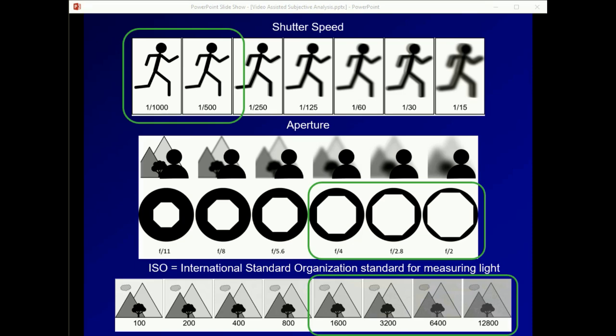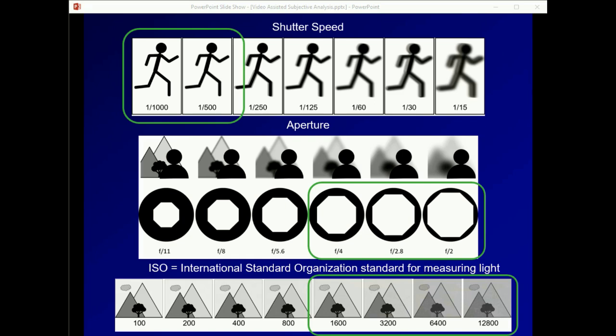We want to capture the best image to view the activity. Typically, we will select a fast shutter speed. 1/500th is good for many actions. 1/1000th may be needed for very high-speed activities.